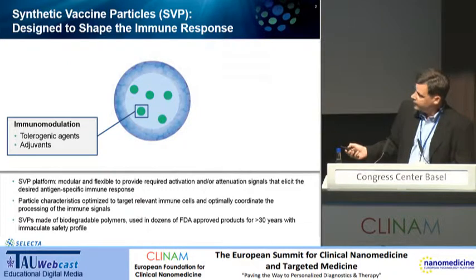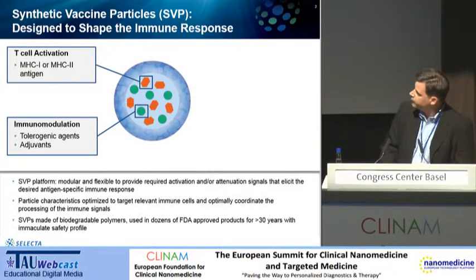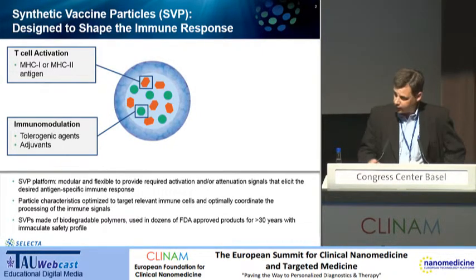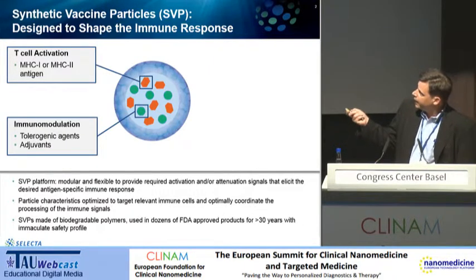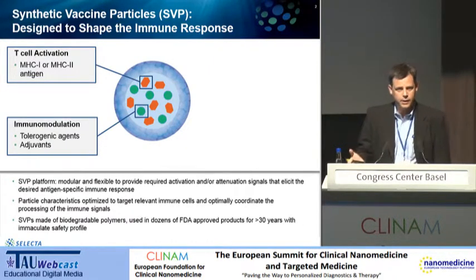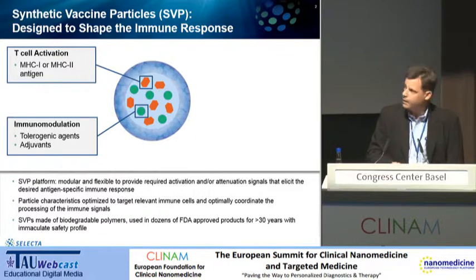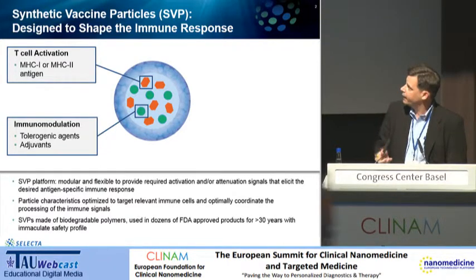But what I'll talk about today is, without putting anything on the surface, we'll put inside the particles things to activate the T cell, either through the MHC class 1 or the MHC class 2 pathway. And we can do this with peptides, just using epitopes, or using full proteins to engage in that pathway.